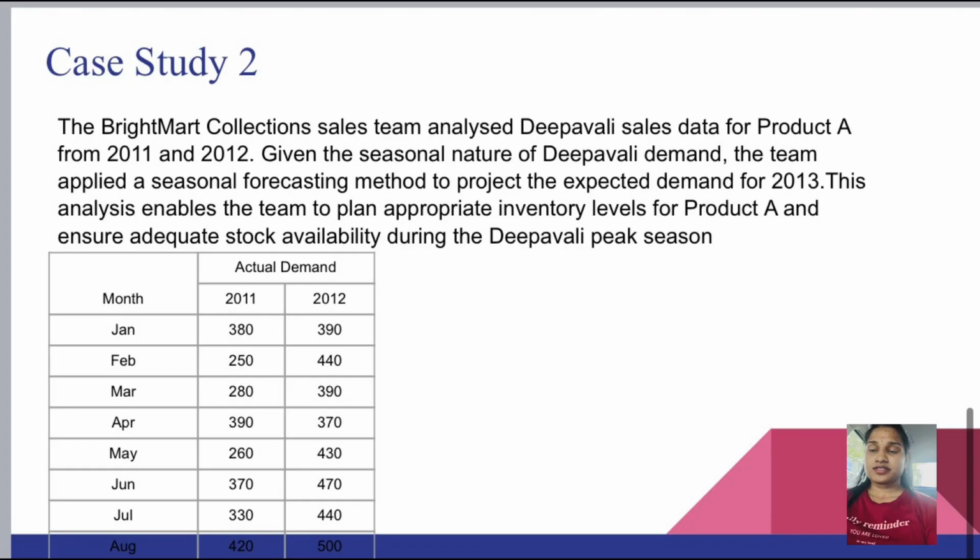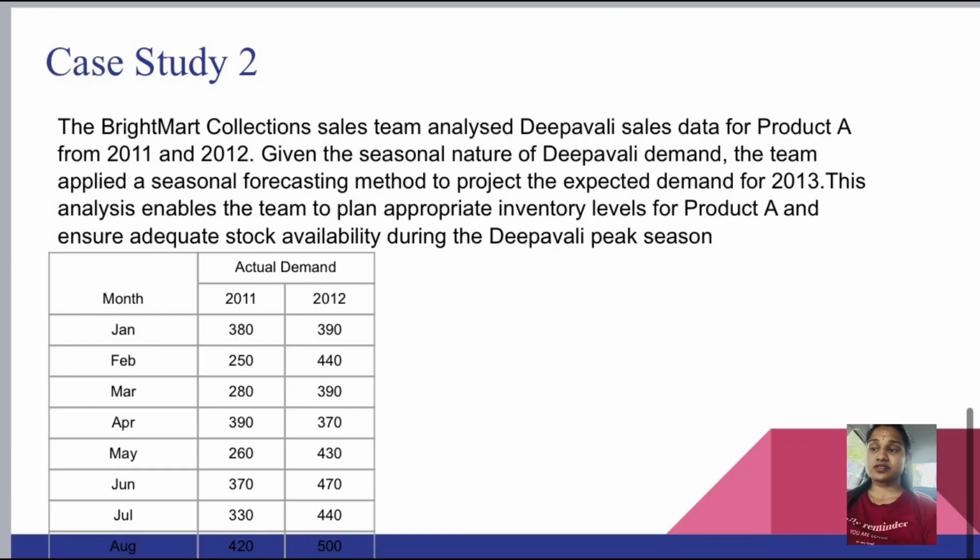The Bratman Collection sales team analyzed Deepavali sales data for product A from 2011 and 12. Given the seasonal nature of the Deepavali demand, the team applied a seasonal forecasting method to project the expected demand for 2013. This analysis enables the team to plan appropriate inventory levels for product A and ensure adequate stock availability during the Deepavali peak season.